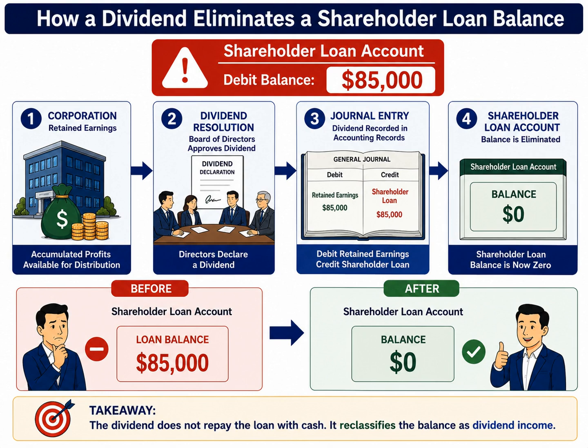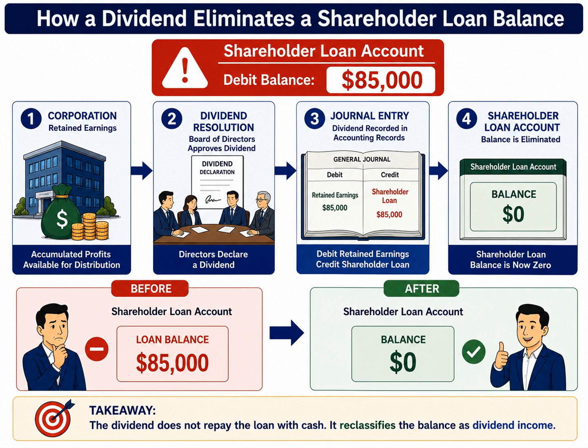The dividend does not repay the loan with new cash. Instead, it reclassifies the existing balance. The money that was originally treated as a shareholder withdrawal is now treated as a distribution of corporate profits. From the accountant's perspective, this is often a simple and effective year-end adjustment that removes the shareholder loan balance from the books while properly reflecting the economic reality of what occurred.